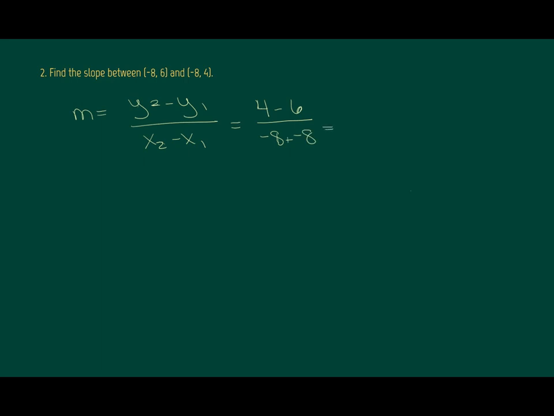So what happens when we have two negatives? It becomes plus. So we have negative 2 over negative 8 plus 8 is 0. And since 0 is under, it's undefined. There you go. It's undefined. So that would be your answer. Do not put this as your final answer. Do not, because that's not completely simplified. Undefined is the answer. If you leave it as negative 2 over 0, I would take off a point.